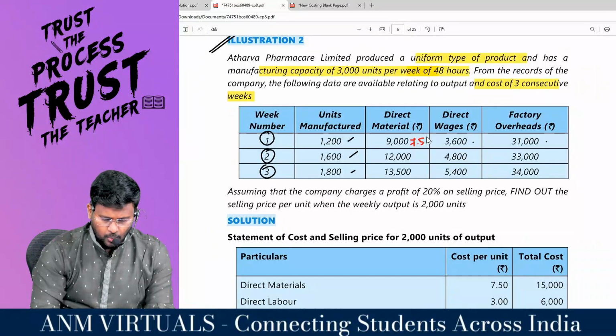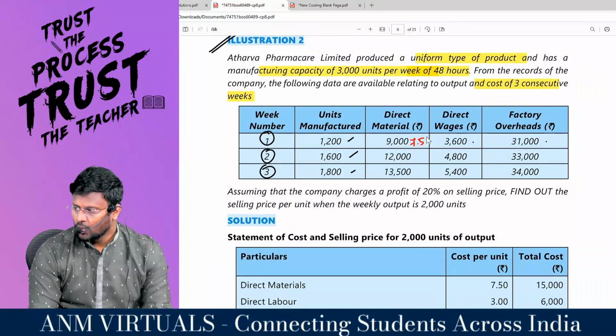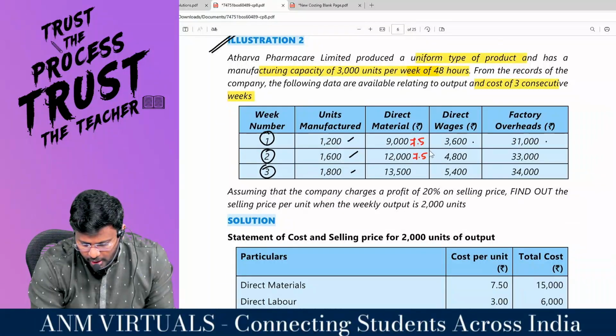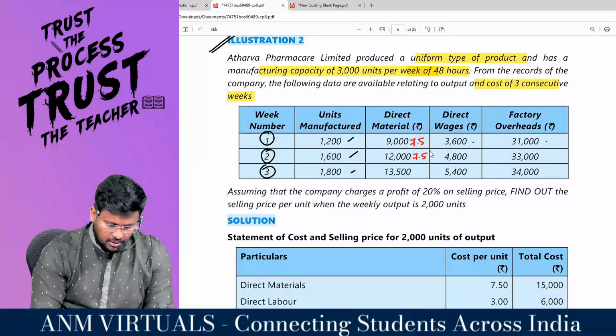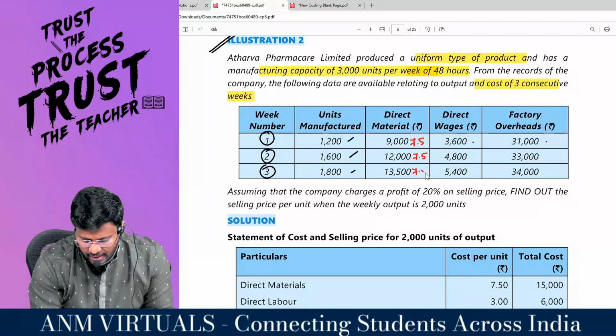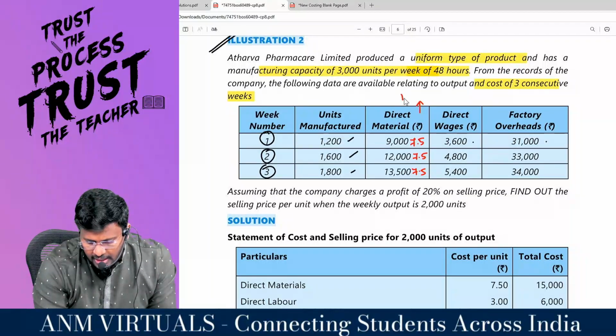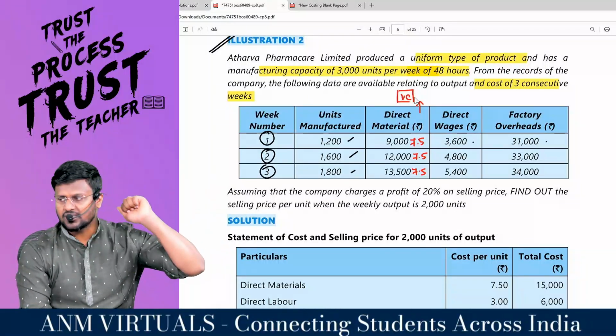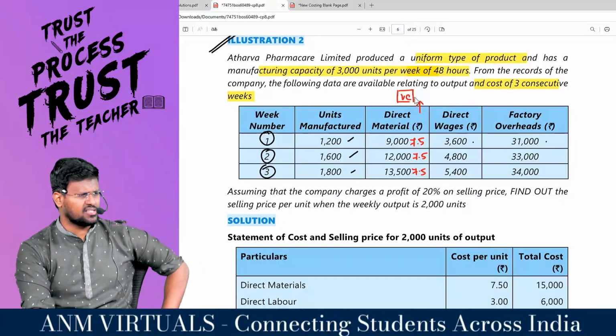Coming to the second week, what is the total material cost? 12,000 divided by 1,600 units comes to 7.5. Comfortable? 13,500 divided by 1,800 comes to 7.5. So you can call direct material a variable cost because per unit remains the same whereas the total is changing based upon the production. We already discussed this characteristic.